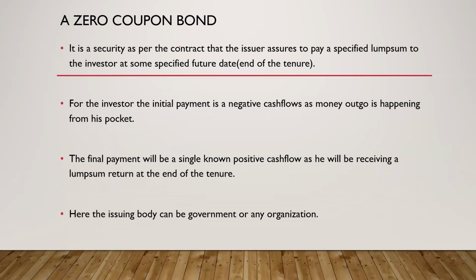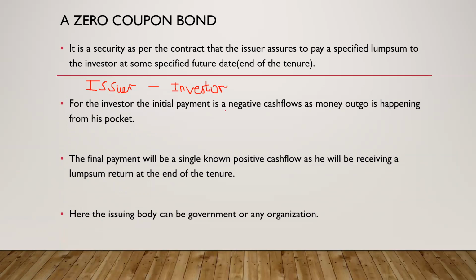So what exactly is this instrument? It is a security. As per the contract, the issuer assures to pay a specified lump sum to the investor at some specified future date or at the end of the tenure. So simple, there are 2 parties. One is the issuer who issues the bond instrument to the investor who wants to purchase it, and the investor is the one who acquires that bond, and becomes the holder or owner of the bond, or any instrument which he purchased.